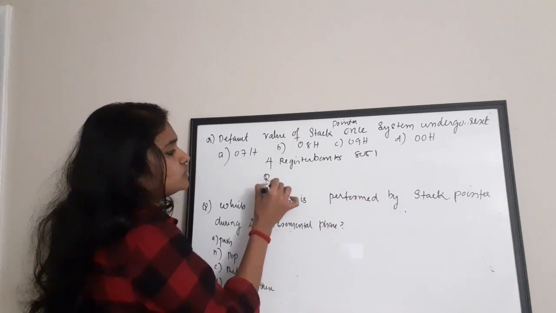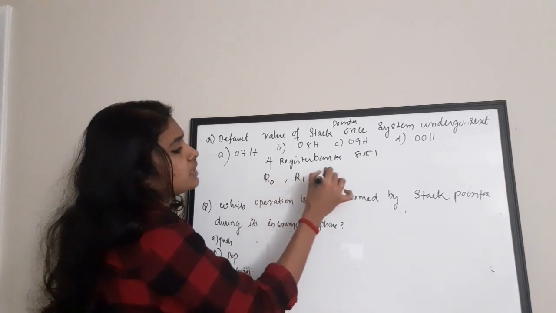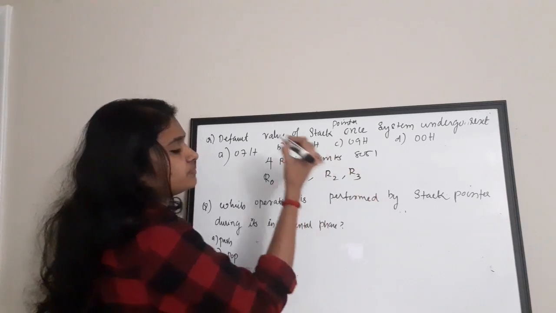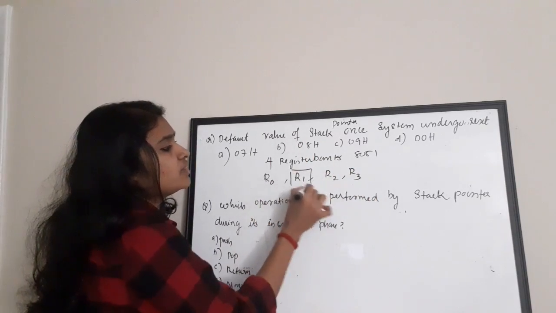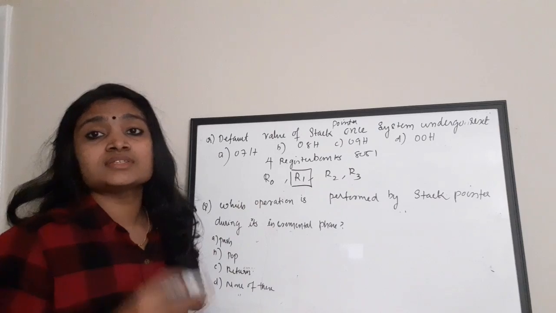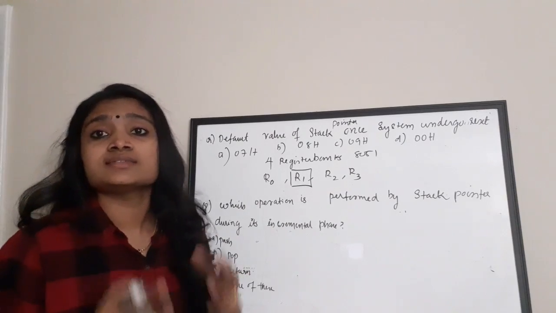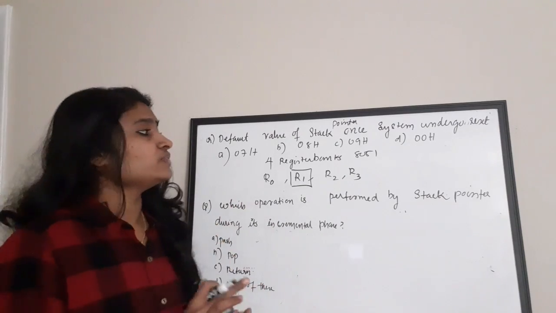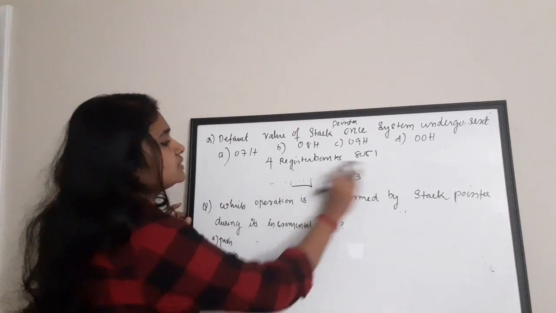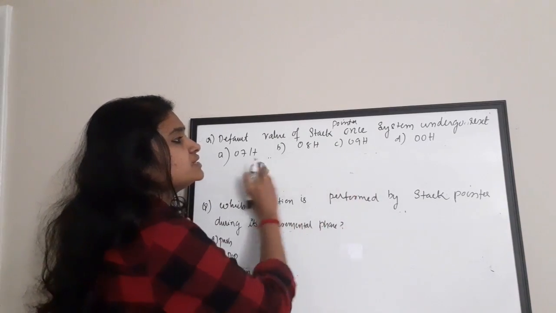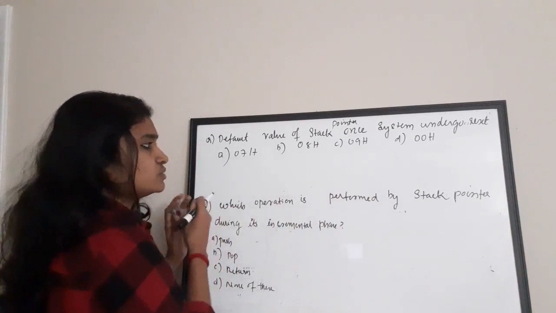That is R0, R1, R2 and R3. Out of which the register bank 1 is reserved for stack memory, or it is allocated as stack for the 8051. Okay, so let us see what are the memory locations. This we have already discussed in our earlier video also.